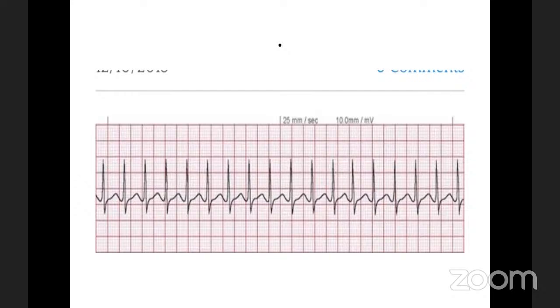What is the heart rate in this child? Can anyone calculate the heart rate? How to calculate the heart rate? 300 divided by the number of big squares, which is 2. Exactly. It's about 150.